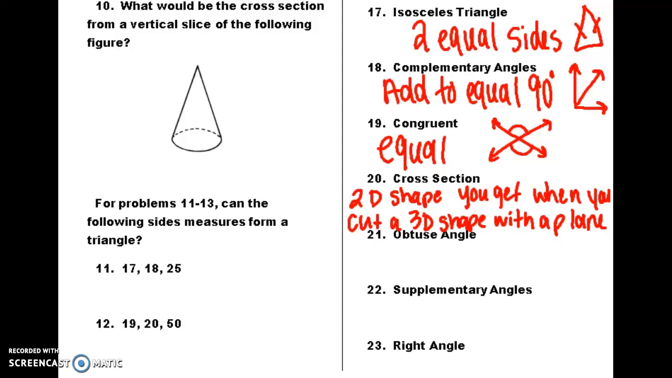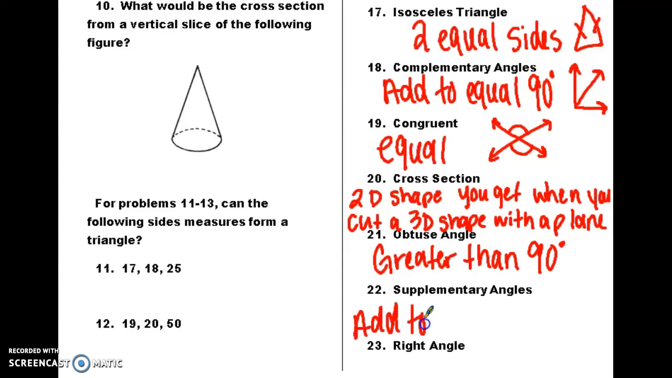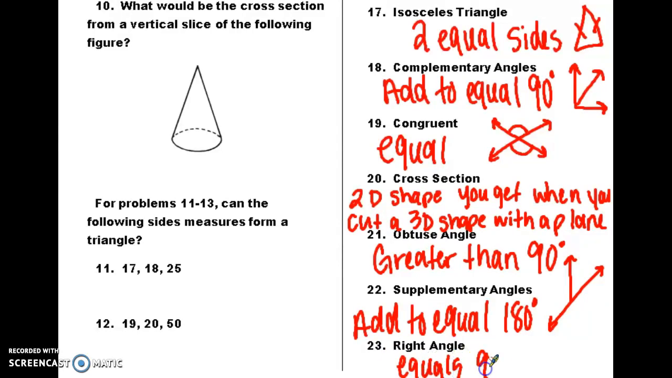An obtuse angle is an angle whose value is greater than 90 degrees. Supplementary angles add to equal 180. If they are adjacent, right beside each other, then they will form a straight line. And then a right angle equals 90 degrees.